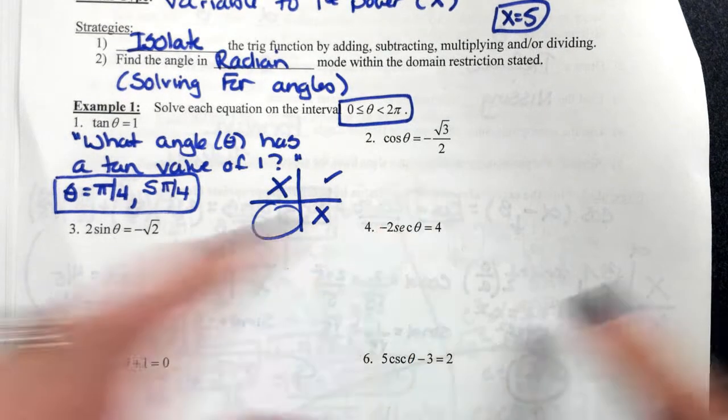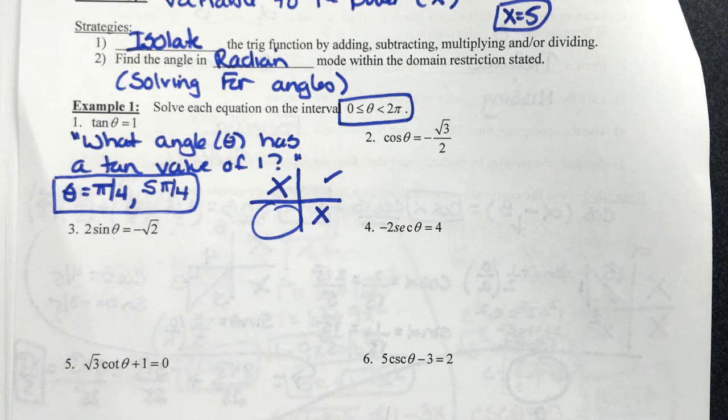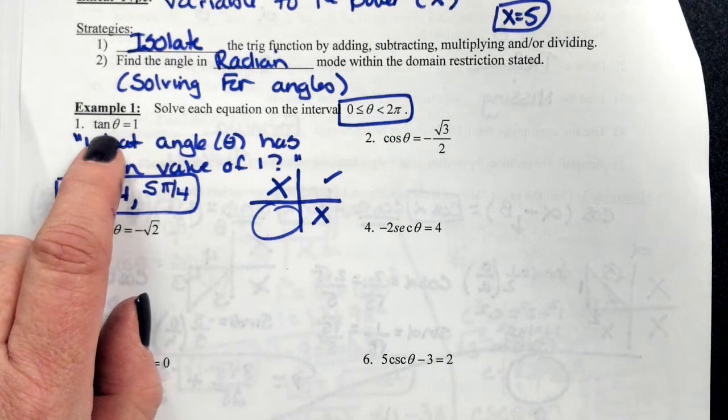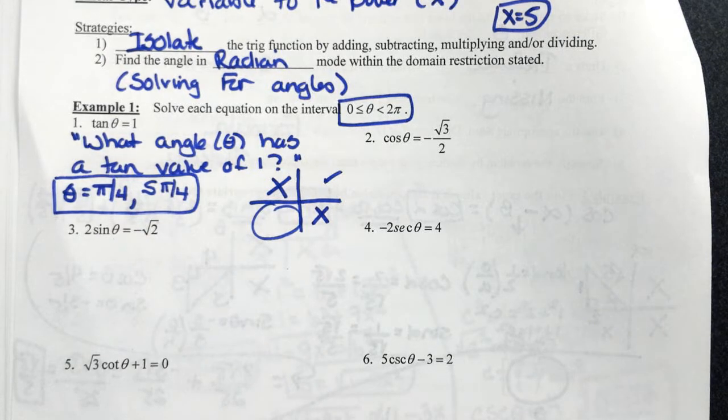Cosine of theta is, yeah, Austin. Since the trig function is already by itself, you don't have any algebra. Again, if there were numbers on that side, which we'll lead up to, if there were some numbers with the tangent, we'd have to get it by itself first. You always want to isolate your trig function first. So like in number 2, for example, you already have cosine all by itself.